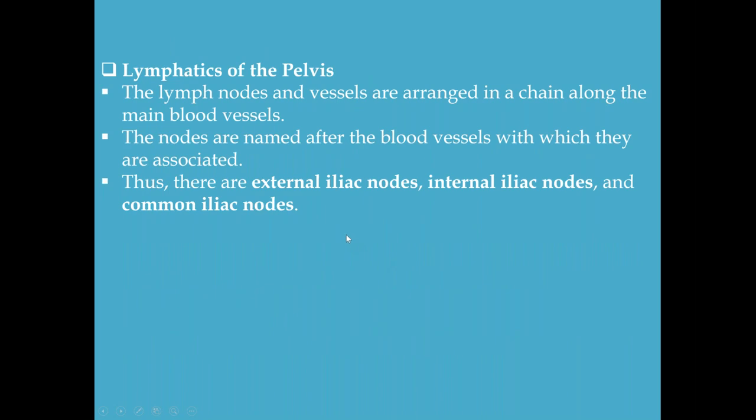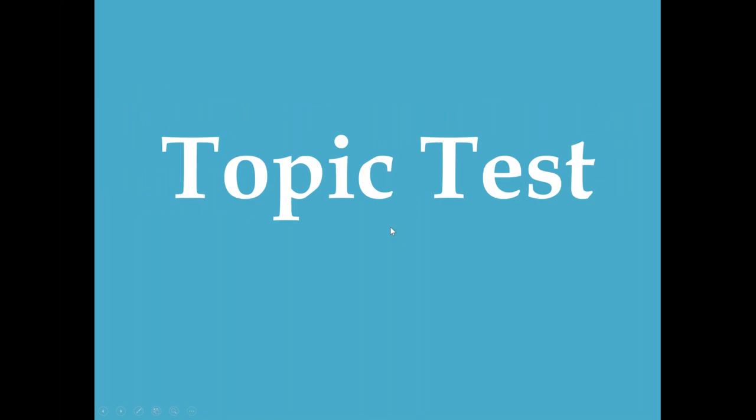What about the lymphatics of the vessels? The lymph nodes and vessels are arranged in chains along the main blood vessels, and the nodes are named after the blood vessels with which they are associated. Thus, these are the external iliac nodes, internal iliac nodes, and common iliac nodes. This is all about the pelvis and pelvic organs.